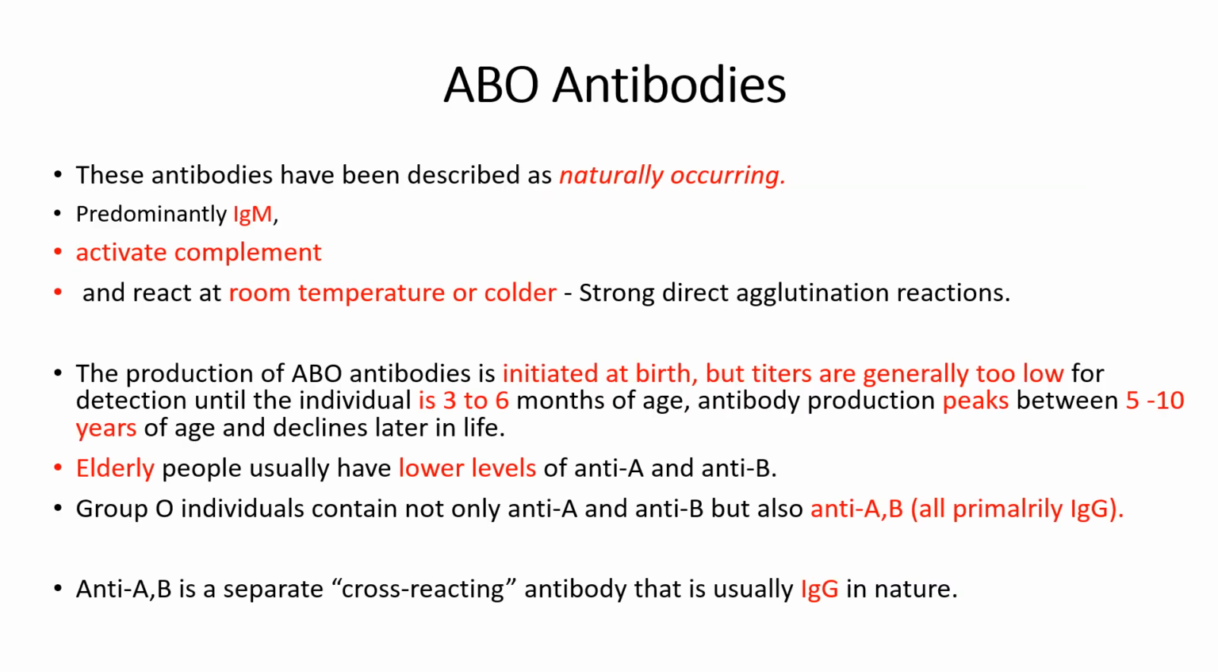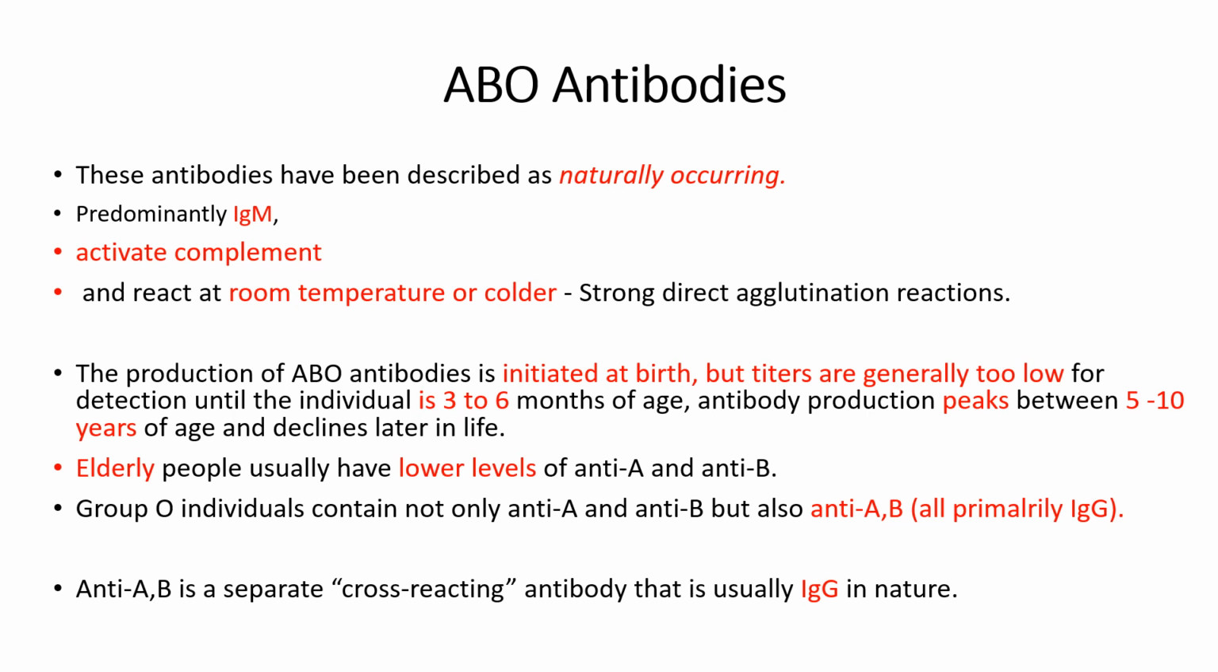So what are ABO antibodies? These are naturally occurring antibodies. These are IgM in nature, and they activate complement. They activate complement on a very wide scale, and they react at room temperature or colder temperature, because IgM antibodies react at 4 degrees or colder, and they are detected with strong direct agglutination reactions.